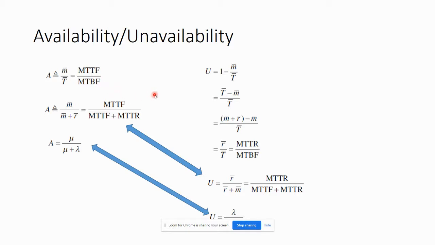We can also define availability and unavailability in this sense, just for your information. Availability is the probability of the component being in the uptime. Unavailability is the probability of the component being in the downtime. Based on my definitions, availability is the probability in the uptime.